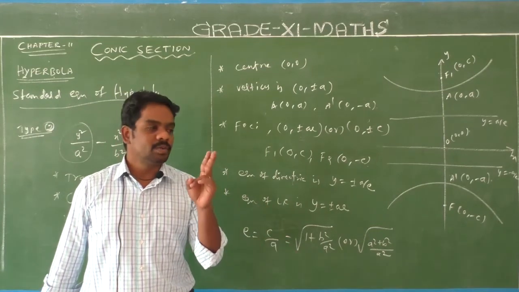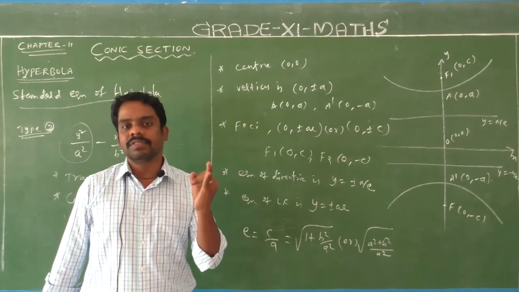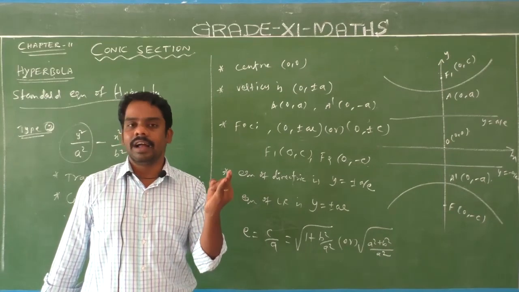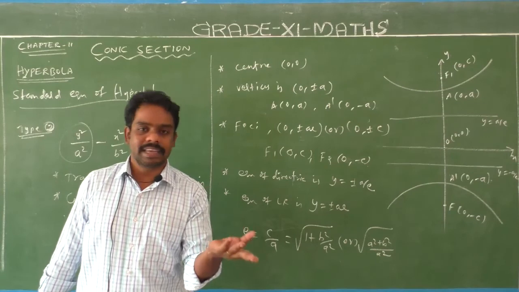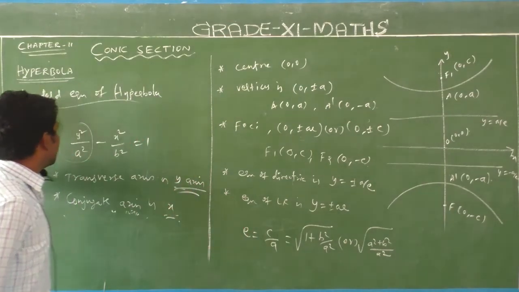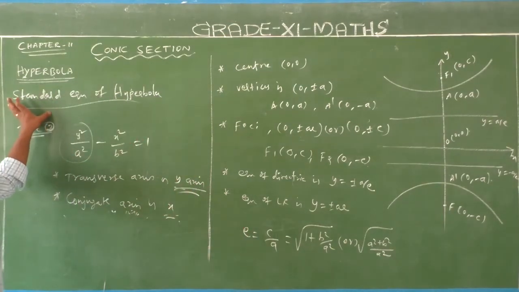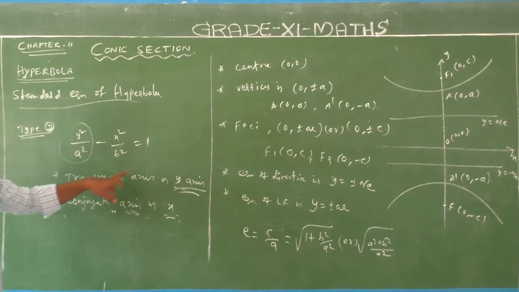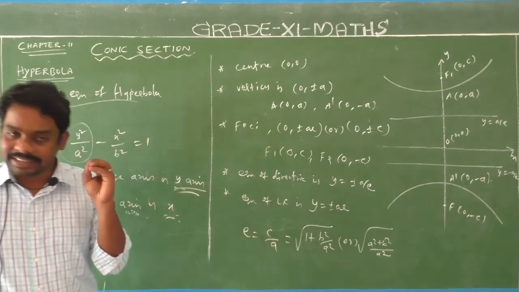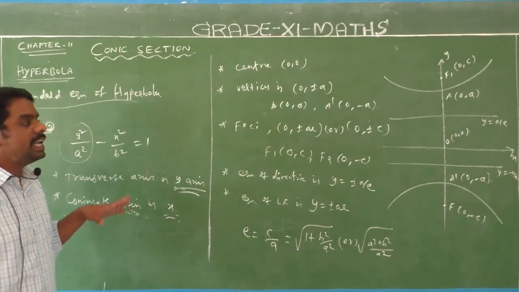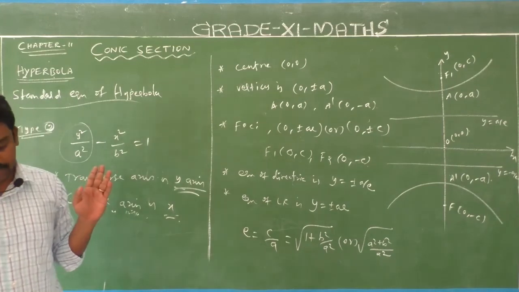Okay, only 2 types. The ellipse has 2 types: major axis on the x-axis with minor axis on the y-axis, and the second with major axis on the y-axis and minor axis on the x-axis. Similarly, the hyperbola has 2 types. Y squared by a squared minus x squared by b squared equal to 1 has the transverse axis on the y-axis, and type 1, x squared by a squared minus y squared by b squared equal to 1, has the transverse axis on the x-axis. Okay, so only 2 types. Right.